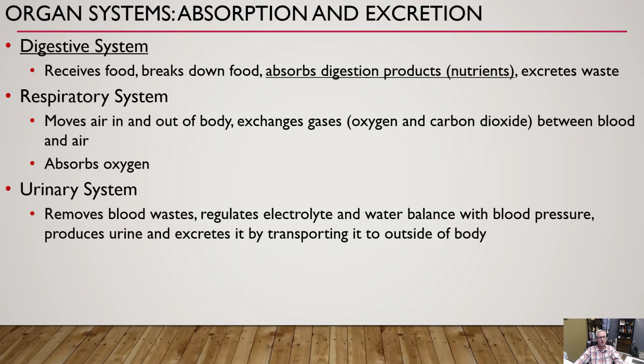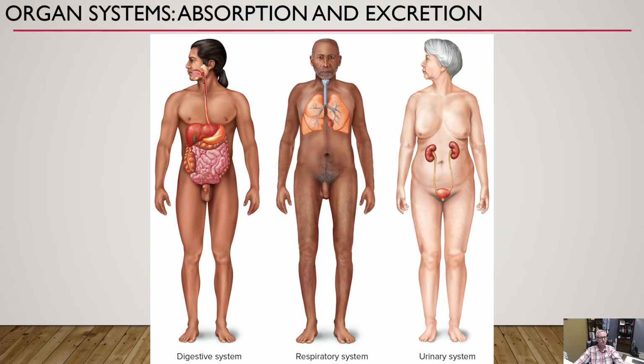All right, digestive system. We know we eat food, we break down food. We're going to absorb those digested products, those nutrients, and then we're going to excrete the waste products. Respiratory system. We're going to breathe in, breathe out. We exchange carbon dioxide and oxygen, and then we absorb that oxygen. Urinary system. We have the kidneys that remove waste products. Kidneys also regulate electrolyte and water balance, produce urine, and we excrete that urine outside of our body.